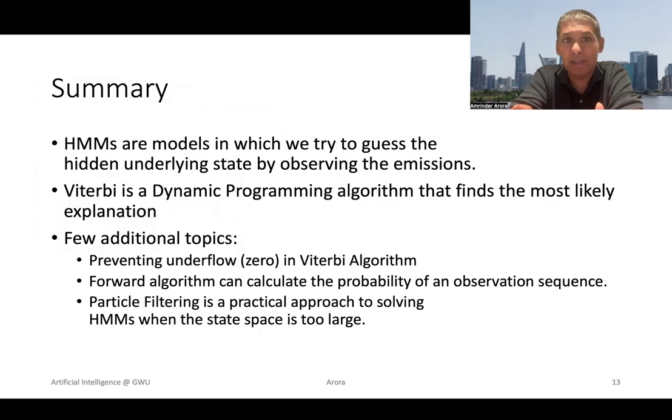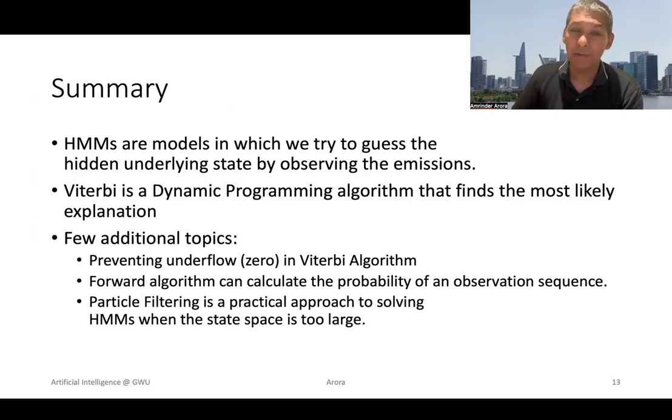And to summarize, HMMs are very important models, machine learning, AI models, in which we try to guess the hidden underlying state by observing the emissions using probability calculations. Viterbi is the DP algorithm that we discussed. There are a few additional topics. You may have to prevent underflow because when you're trying to multiply many different probabilities, you can end up with a 0. So the source code explains that a little bit, but look out for a separate video on that topic.